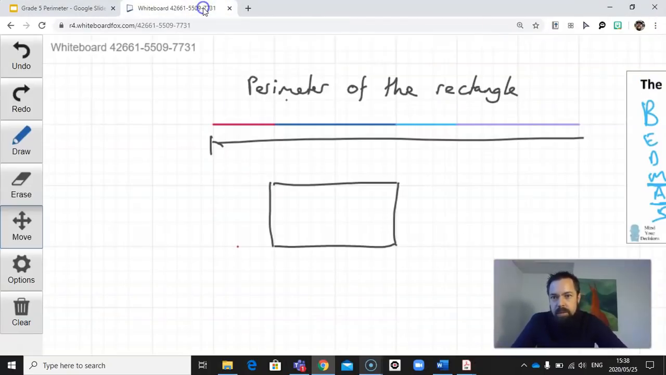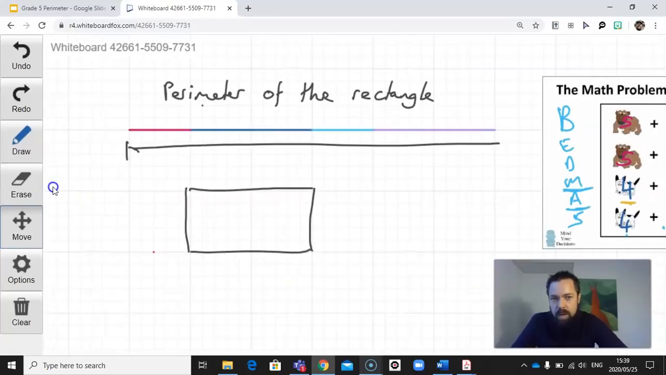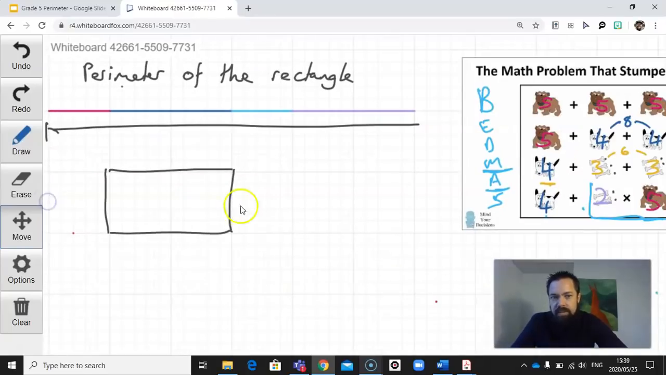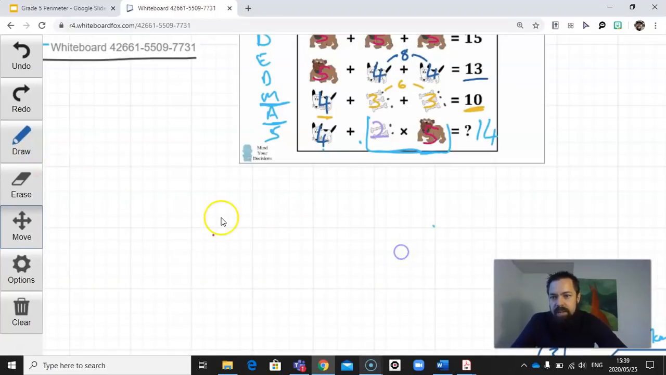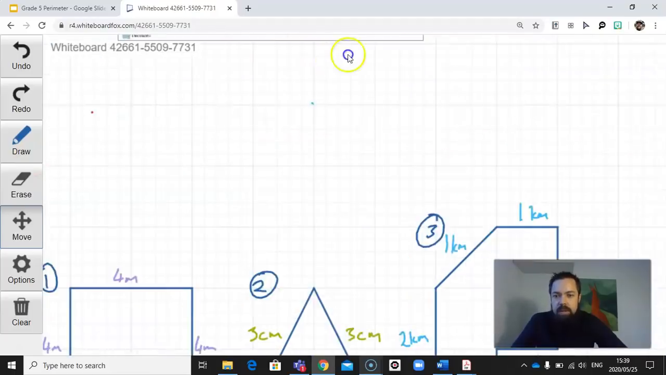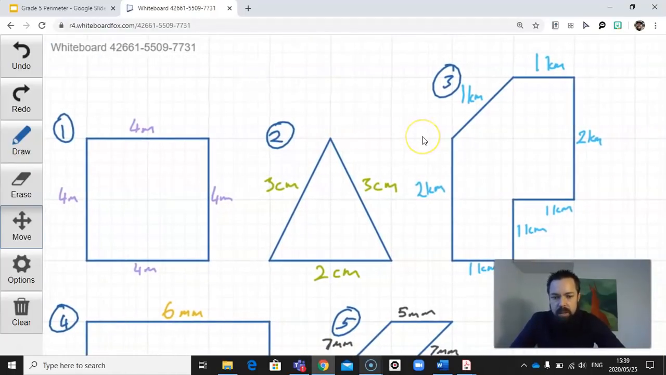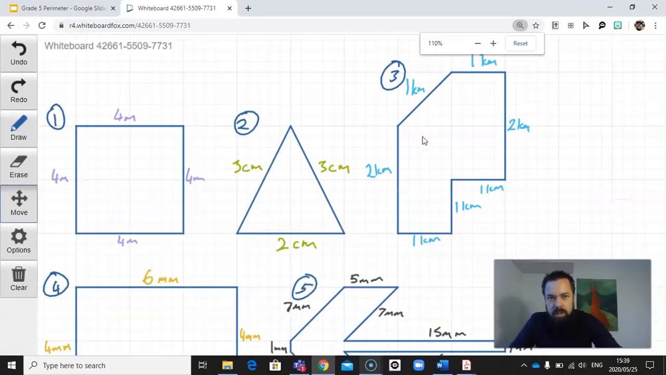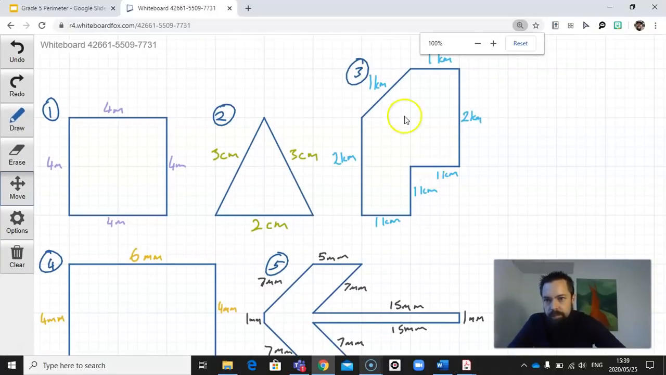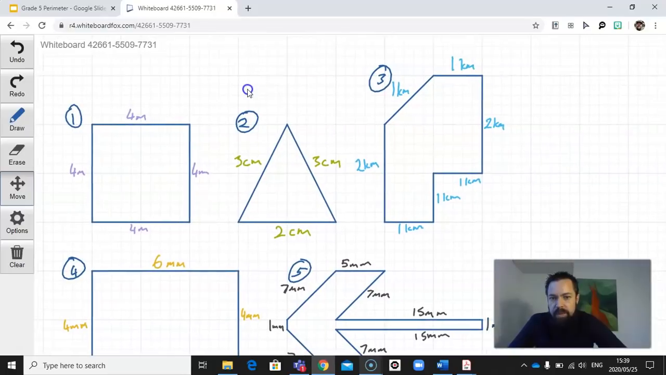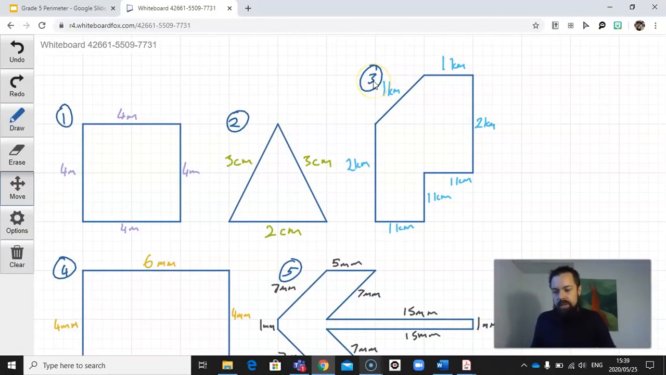Okay, so jump across to our whiteboard. I have a few that I've prepared already. So here we go. I've put a few shapes together. Let me make it a bit smaller. There we go. All right, I've got a few shapes drawn, and I've put in all the sides, and we're going to work out the perimeter.